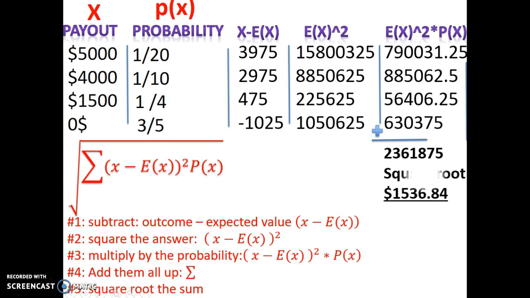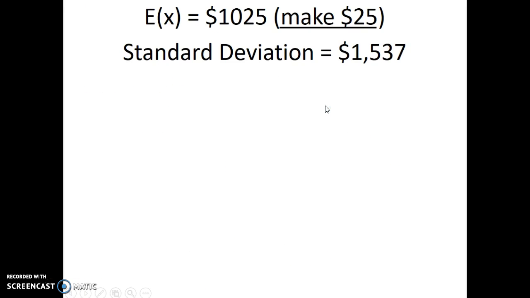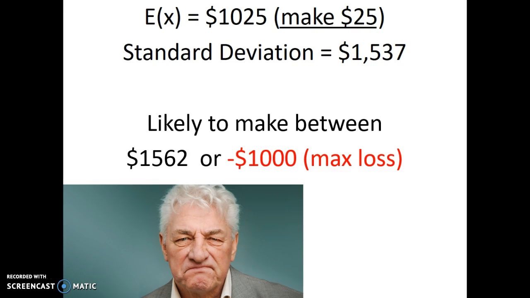So I add them all up, and actually I have one more step. I have to take the square root. And I end up with 1,536.84 cents, which I'll just round off to 1,537. So you can see that my expected value is here, which is making $25, but my standard deviation is much larger than that. Okay, so this means that you're likely, or my poor grandfather's likely to make either $1,562 or actually lose $1,000.